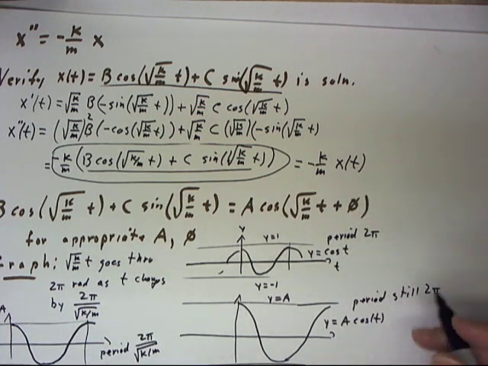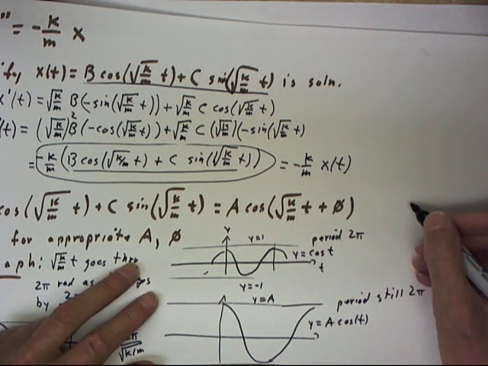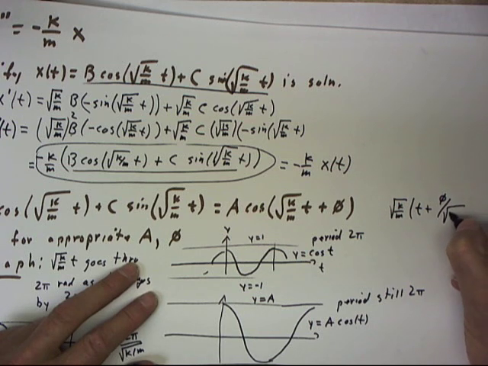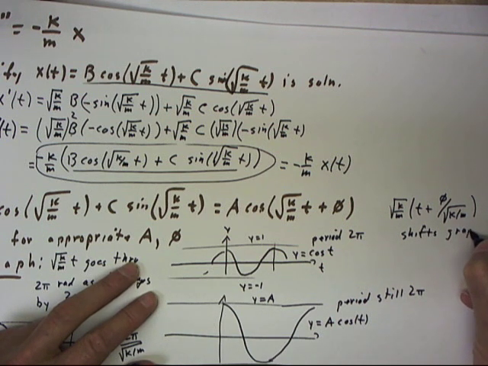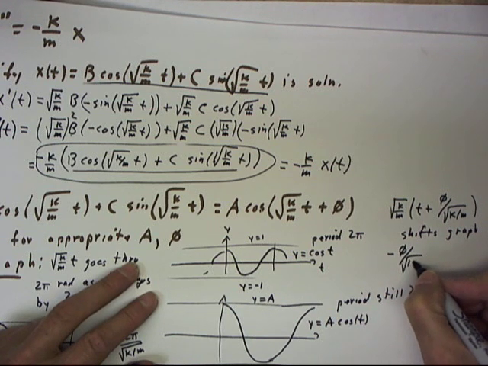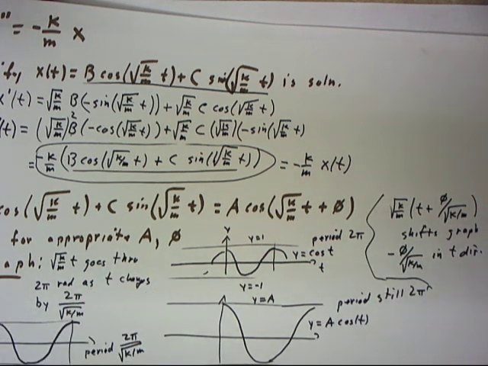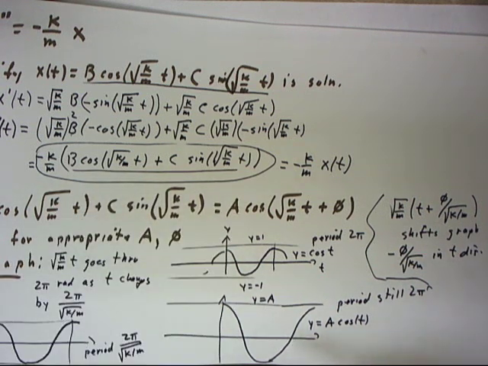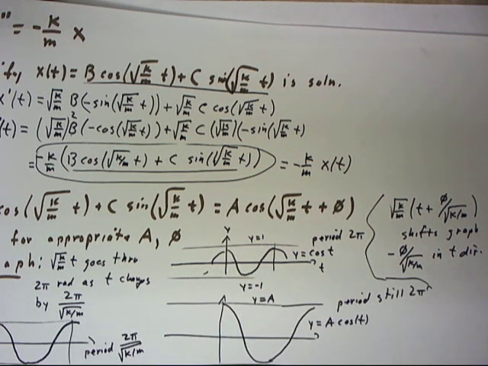The effect of phi is to change this inner function from the square root of k over m times t to the square root of k over m times the quantity t plus phi divided by the square root of k over m, which shifts the graph negative phi divided by the square root of k over m in the t direction. So progressively we increase the amplitude of the function by the factor a, we decrease the period by factor square root of k over m, and we shift the graph in the t direction by an amount that's equal to negative phi over the square root of k over m.